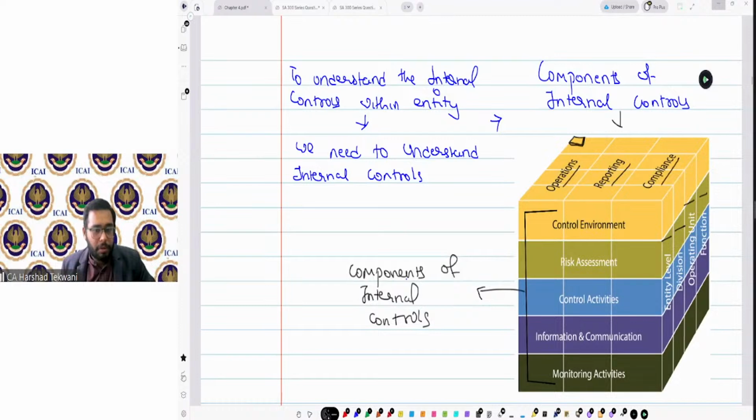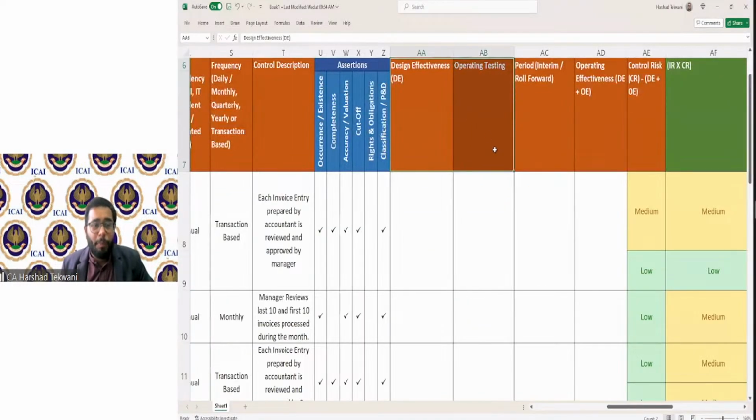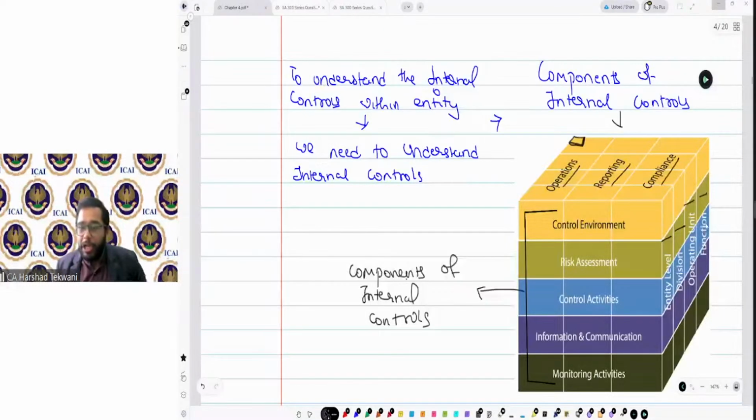So that I can do design effectiveness and operating effectiveness testing. In order to rely upon the control, I need to understand how efficient it is. The purpose of understanding the control is to rely upon the control. And I can only rely upon the control when I understand what is going on with respect to the controls and the entity throughout. Okay, so let's understand these different components of internal control and have a further understanding of them.